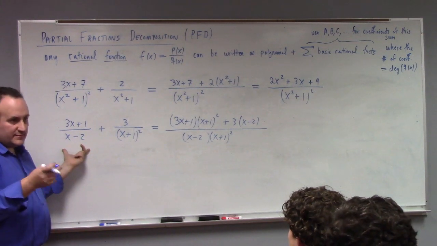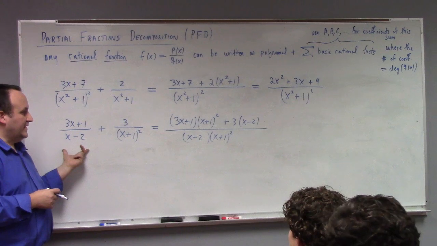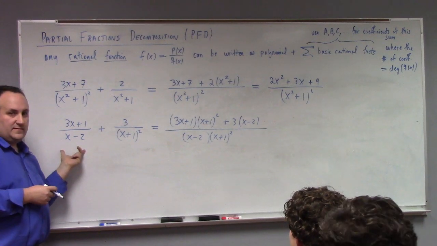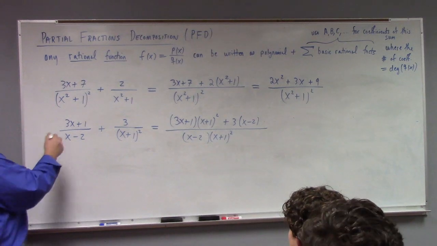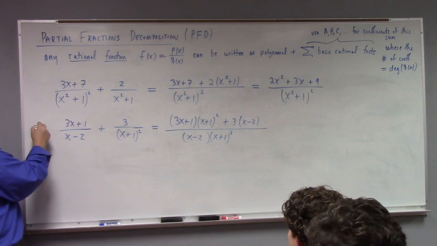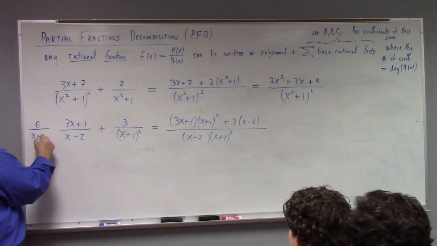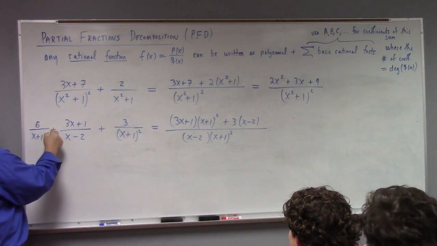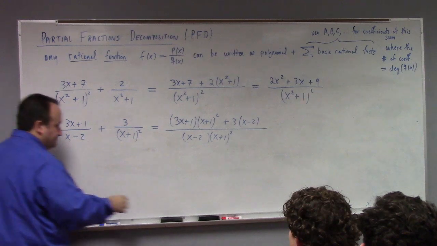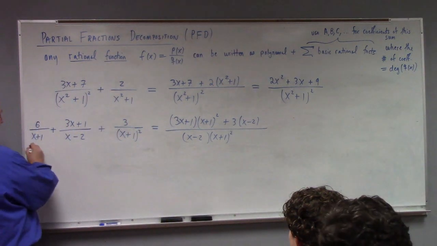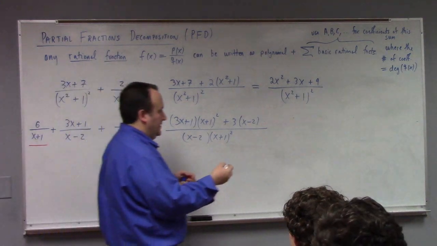This one just has these two pieces, right? But if I had another piece over here, say, 6 over x plus 1, what would that change? If I added this piece over here, what would that add? It would just add what?